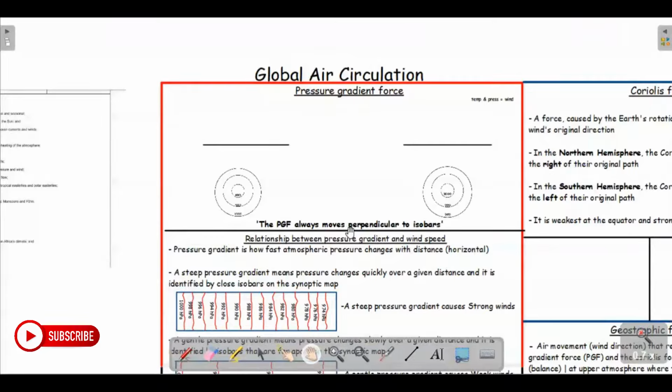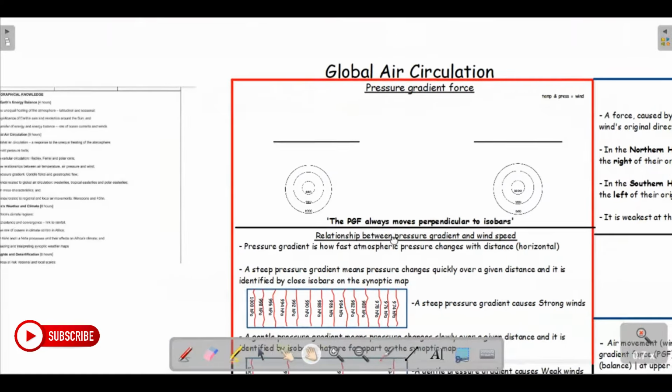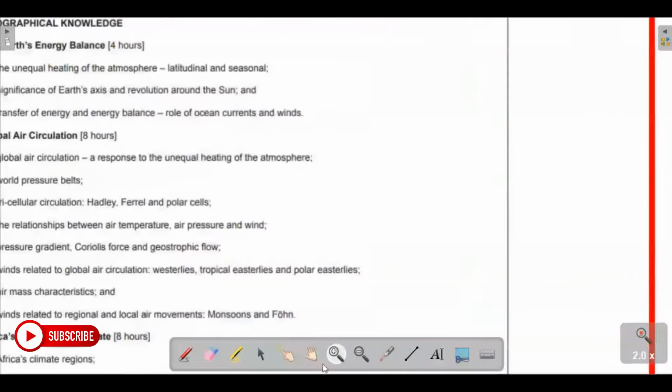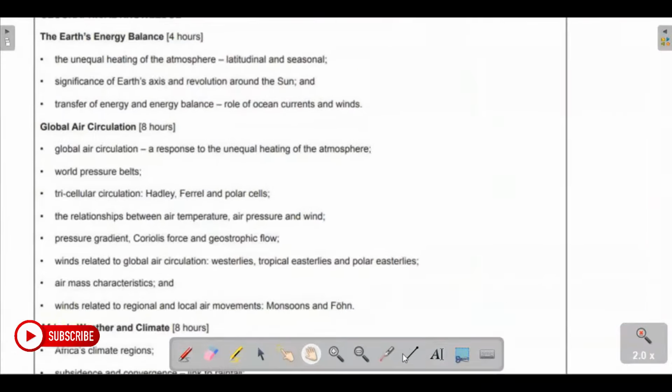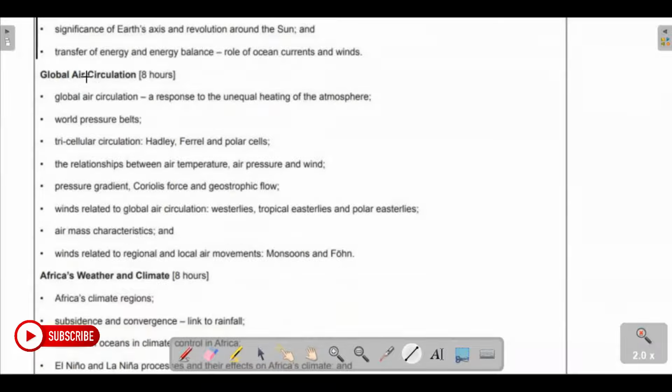Now, as you can see from the presentation in today's video, we will be starting a new subtopic, which is global air circulation. This means that we've completely covered the Earth's energy balance. So if you haven't watched those videos, guys, please do. As I said, in today's video, we'll be starting the global air circulation subtopic, and we will be covering the forces.